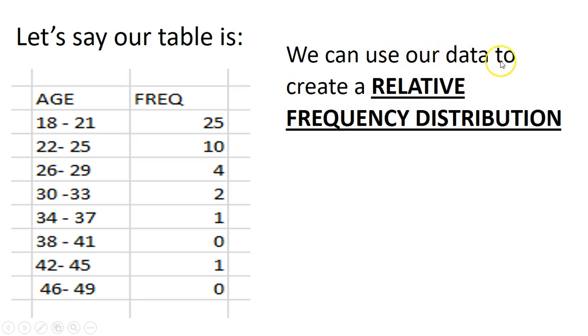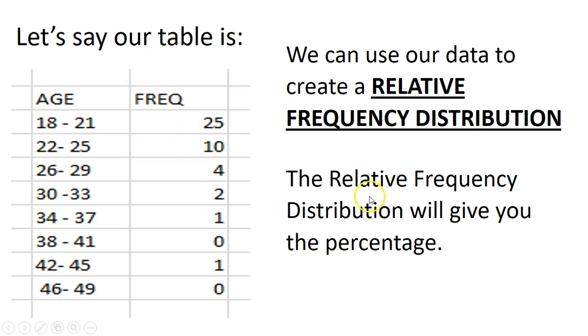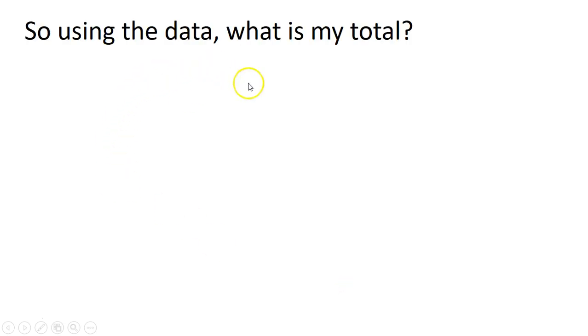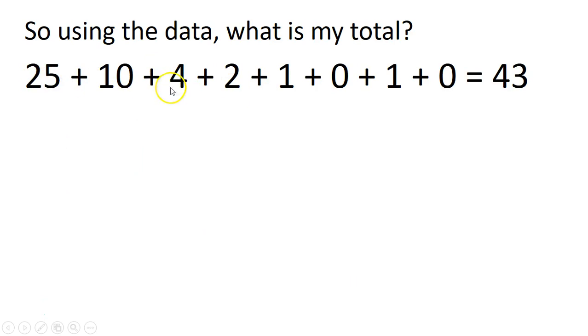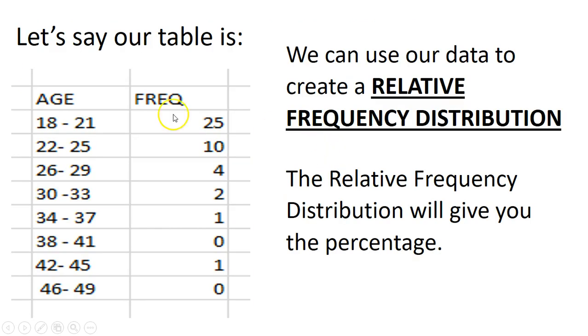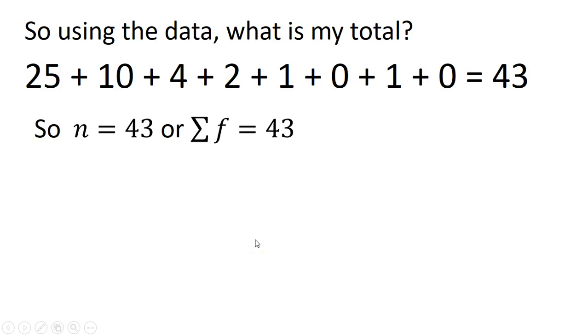We can use our data to create a relative frequency distribution. A relative frequency distribution will give you the percentages. So using the data, what's my total? I just take all of them and add them up to get 43. That's all I did. Just add them all up. 43. So n equals 43. That is my total number of whatever we're looking at.